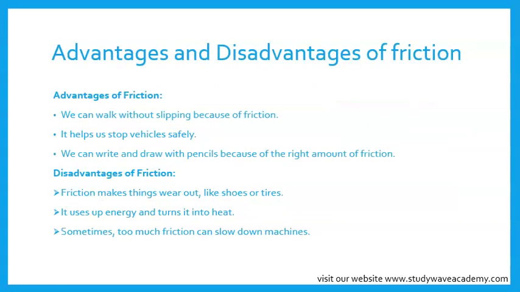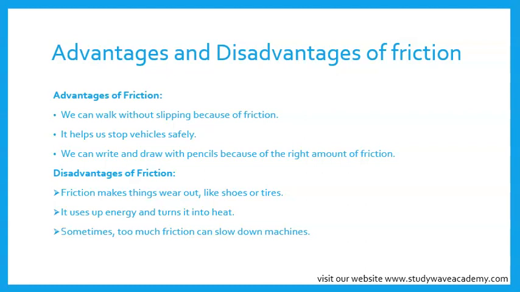Advantages and disadvantages of friction. Well, first of all, we are going to be looking at the advantages of friction. We can walk without slipping because of friction. Friction provides grip and prevents slipping. Friction allows us to walk, run, and move without slipping on various surfaces. It keeps us stable and safe.